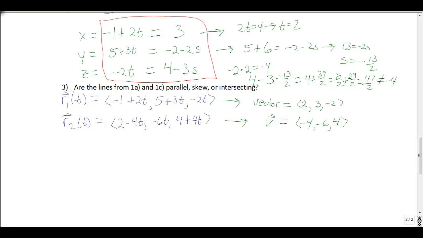Now if you look at these two vectors, it turns out if you take 2, 3, negative 2, the direction vector for the first line, and you multiply that by negative 2, what you get is negative 4, negative 6, 4. Well, that's the direction vector for the second line. So what that means is that the direction vectors point in the same direction. They're multiples of each other. And that means these two lines are parallel. So we have parallel lines.